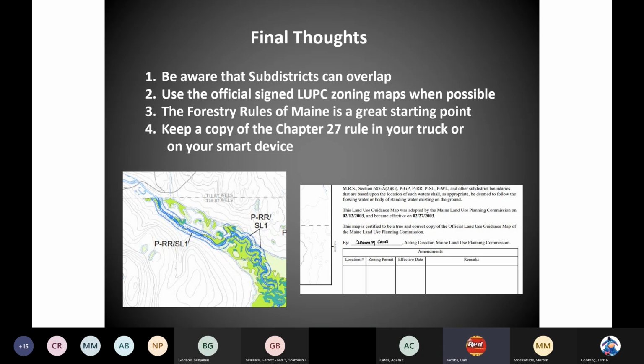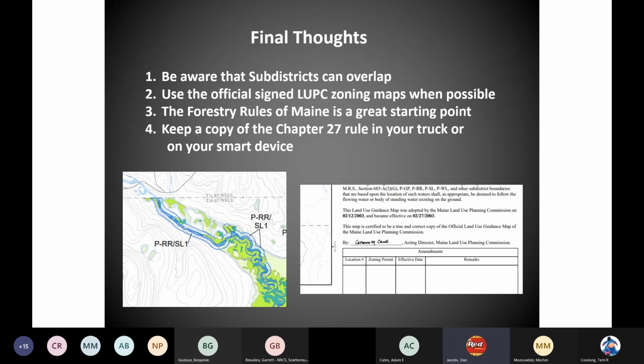Also be aware that the LUPC map that I showed you previously, the land use guidance map, was very simplistic with very few sub-districts on it. But sub-districts can overlap and the maps can be somewhat confusing. So here's a little snapshot of a river segment that is a PSL1 and a PRR. And each, the PRR and the PSL1, have regulations that you have to be aware of. So be aware of those overlapping sub-districts.